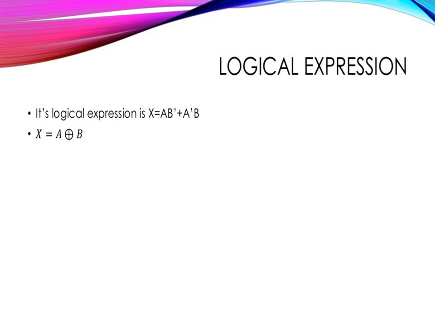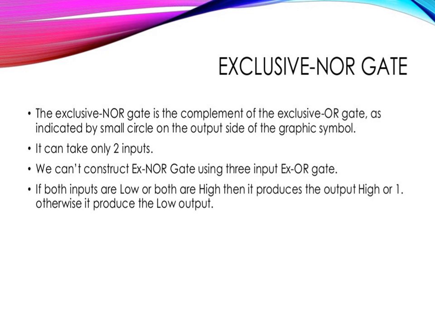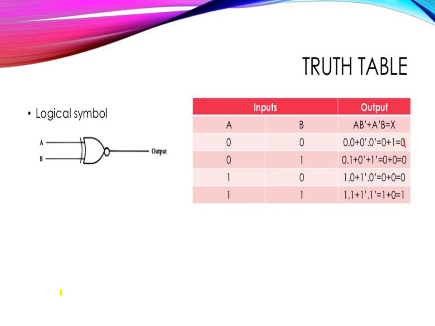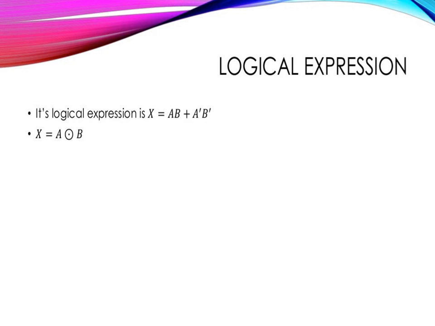See, two inputs. We cannot construct XNOR gate using 3 input XOR gate. If both inputs are low or both are high, then it produces the output high. Otherwise, it produces the low output. The logical expression is x is equal to a b plus a bar b bar. Then it is. Thank you.